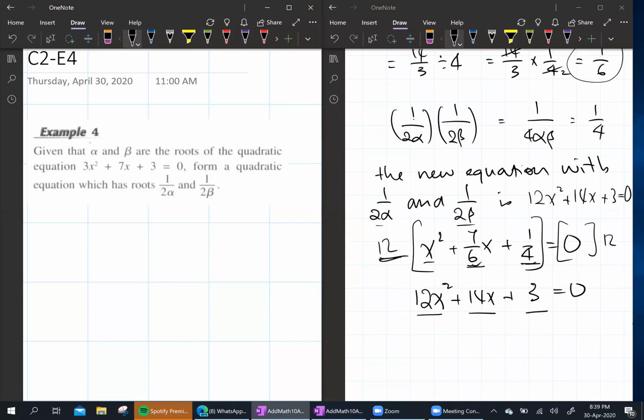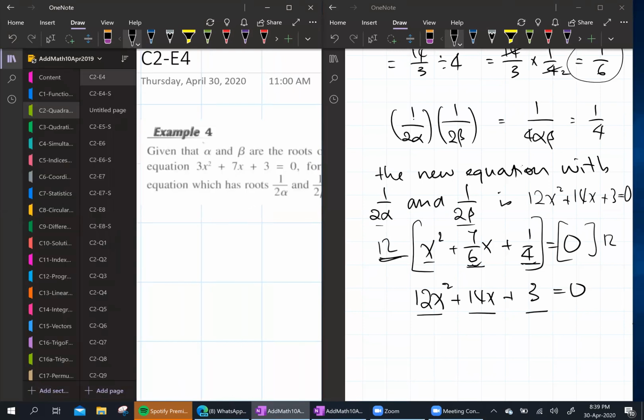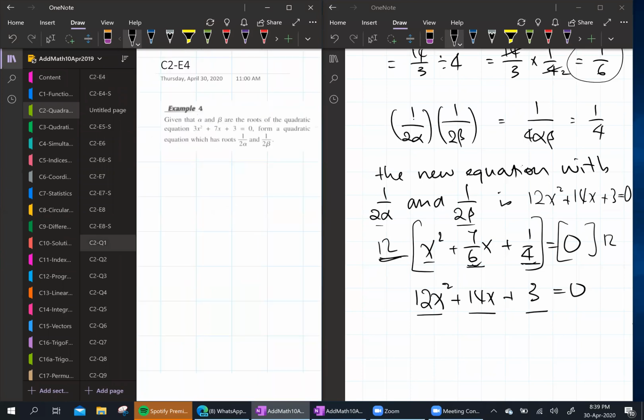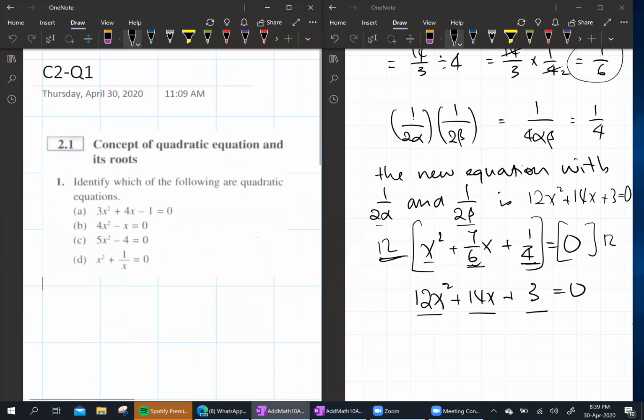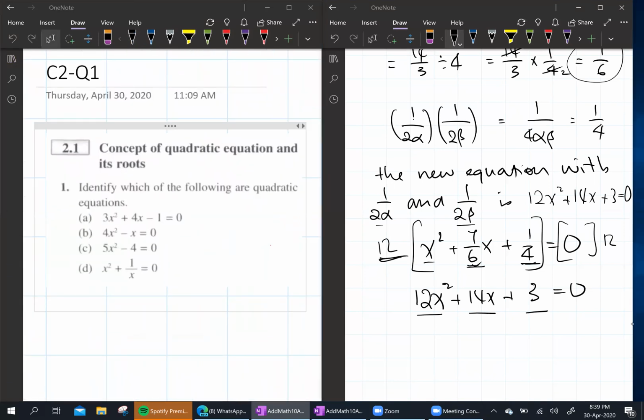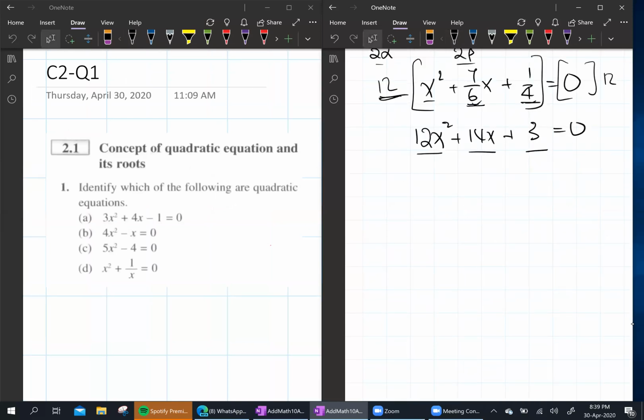Okay, let's go to the actual questions, before we go to some other examples. Okay, question 1. Identify which of the following are quadratic equations. Which one is a quadratic equation?